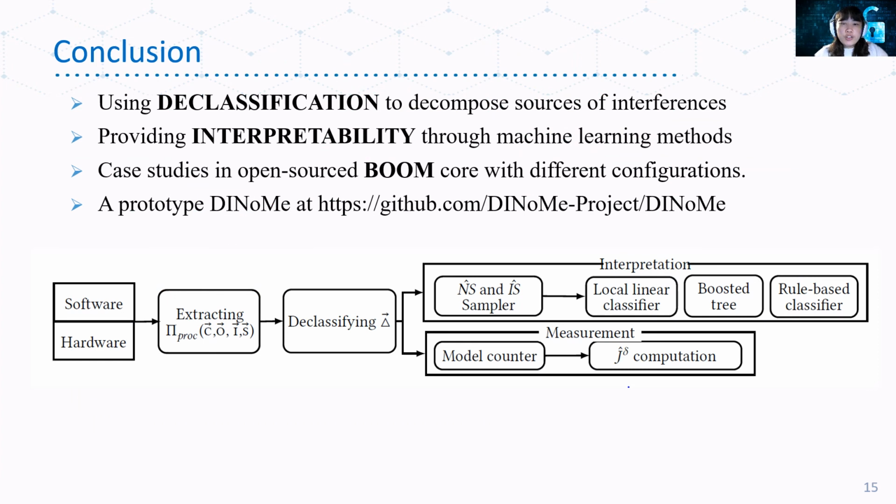In conclusion, our work first proposed a framework and implemented a prototype to measure information linkage by ruling out some defined linkage using declassification rules and explain the cause of interference using an interpretable model.